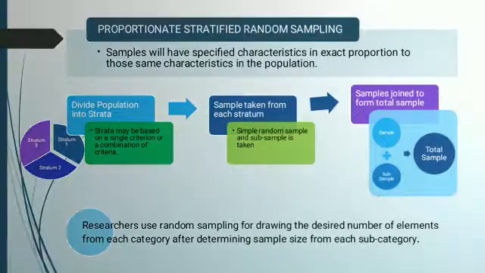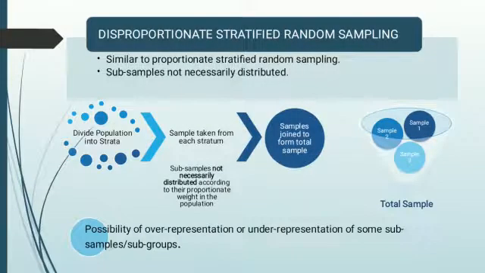The next one we have is disproportionate stratified random sampling. This sampling is almost similar to proportionate stratified random sampling, except that the subsamples are not necessarily distributed according to the proportionate weight in the population from which they were drawn. It is possible that some subsamples are overrepresented while other subgroups are underrepresented.